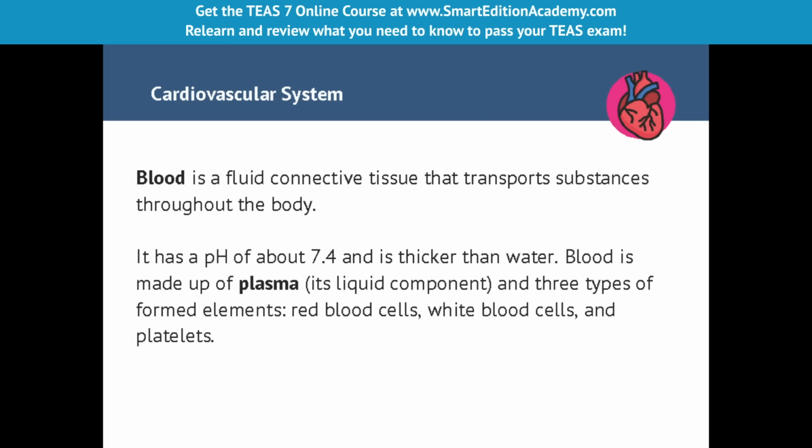What's important to know about blood is that it is a fluid connective tissue that transports substances throughout the body. It has a pH of about 7.4, and of course, it is thicker than water. What's also important to note here is that you know the three types of formed elements, which are the red blood cells, the white blood cells, and the platelets.